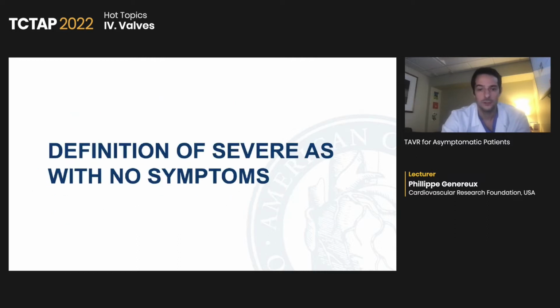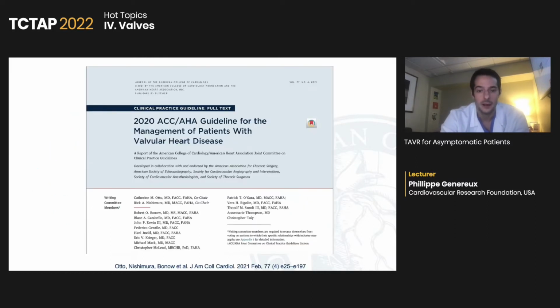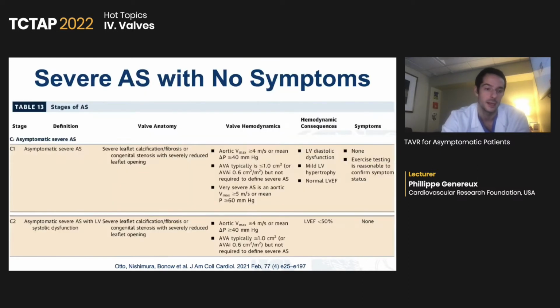So first of all, what do the guidelines say about severe AS and no symptom? We had a recent guideline published in 2021, and there are 2 categories of severe AS, no symptom. The first one is what they call C1, where we have the peak velocity more than 4 meters per second, AVA less than 1, and normal ejection fraction. This is a typical severe AS, no symptom with normal EF, which is defined as more than 50%, but this is changing recently, where 60% is probably perceived as more normal than 50.